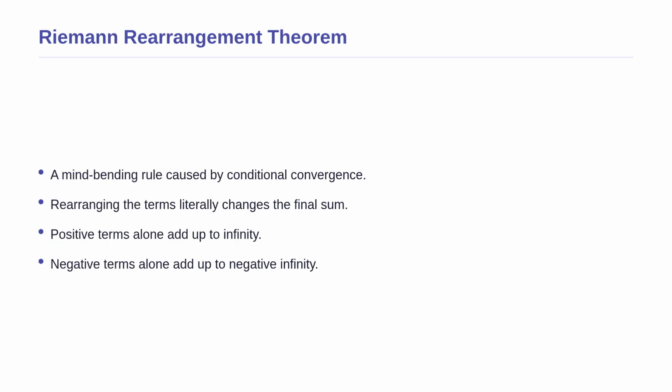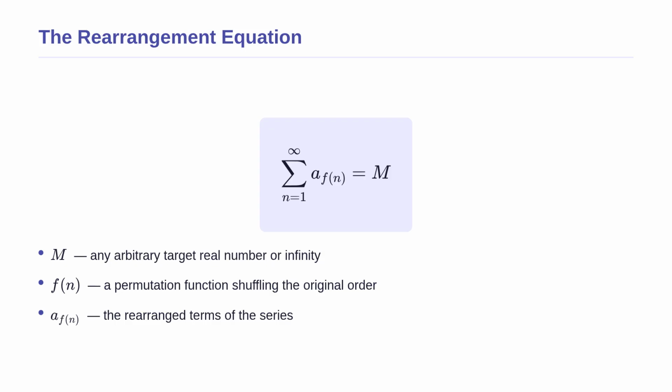This fragility we just tested for leads to one of the most mind-bending rules in mathematics, the Riemann rearrangement theorem. Because a conditionally convergent series lacks unconditional stability, changing the order of the items being added literally changes the final result. Why does this happen? It happens because the positive terms alone add up to infinity, and the negative terms alone add up to negative infinity. This gives you an endless supply of both positive and negative numbers to steer the final sum wherever you desire. Let us see the precise mathematical statement of this theorem.